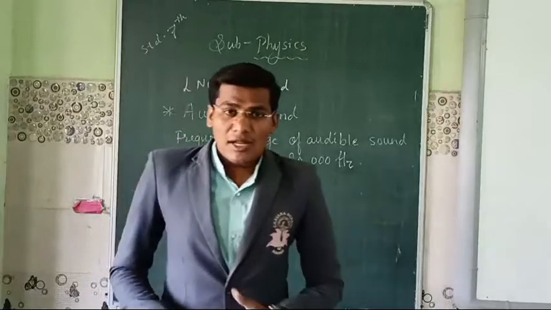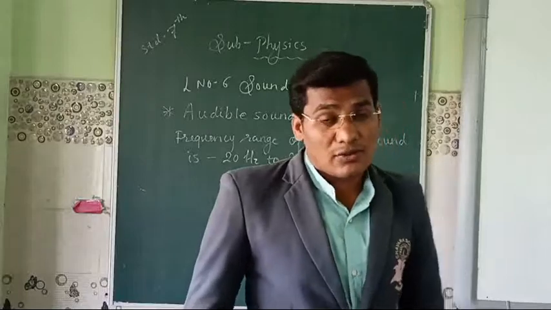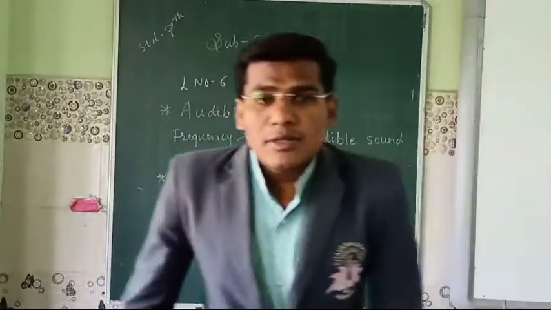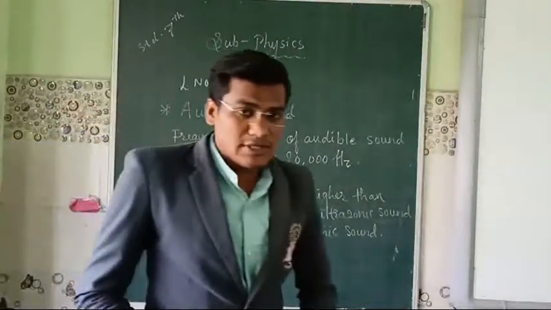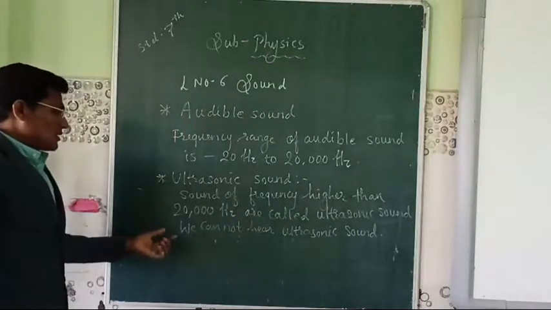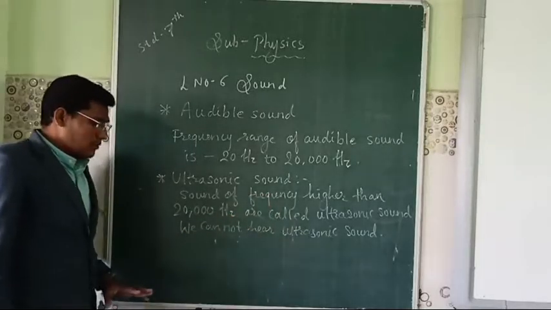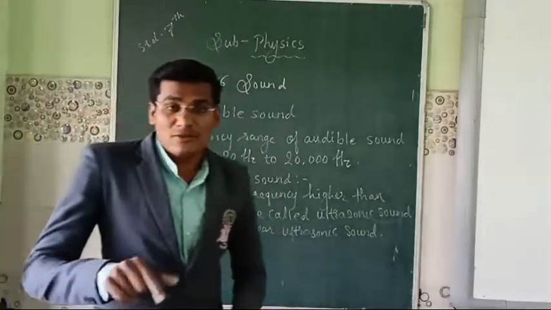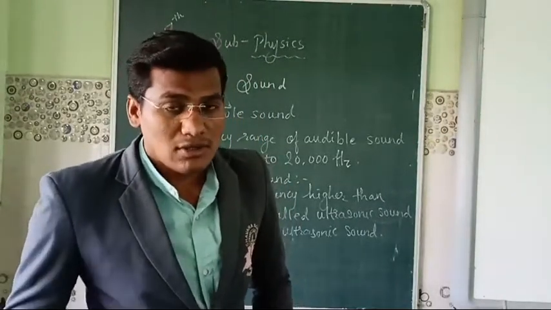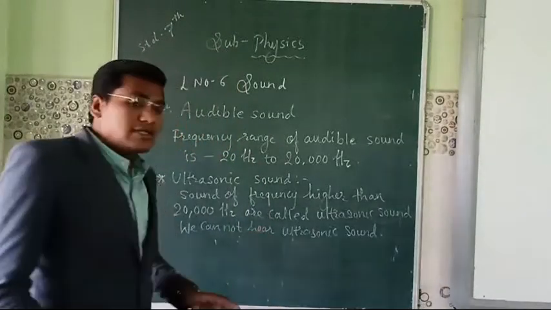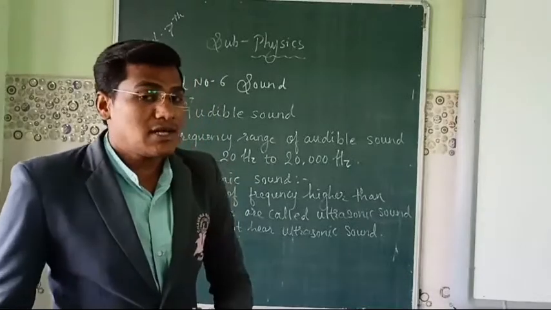Now the next is ultrasonic sound. What is meant by ultrasonic sound, and who can hear it, we will see. Sound of frequency higher than 20,000 Hz is called ultrasonic sound, and we cannot hear it, as our hearing range is 20 Hz to 20,000 Hz. So a sound which has a frequency of more than 20,000 Hz is called ultrasonic sound.